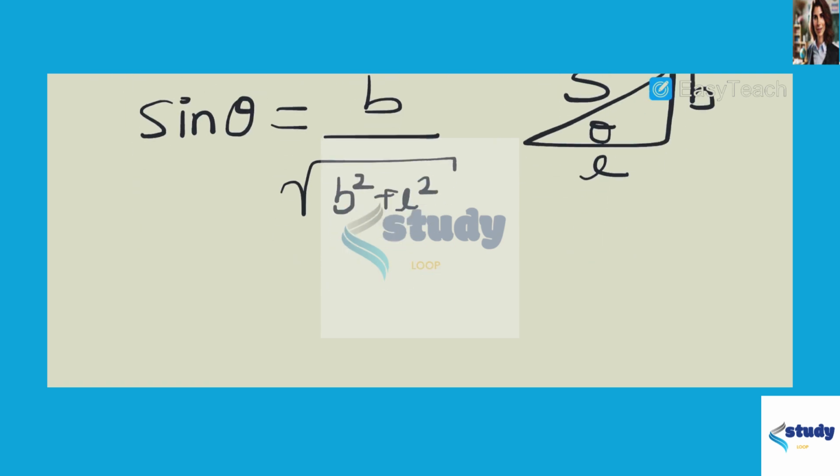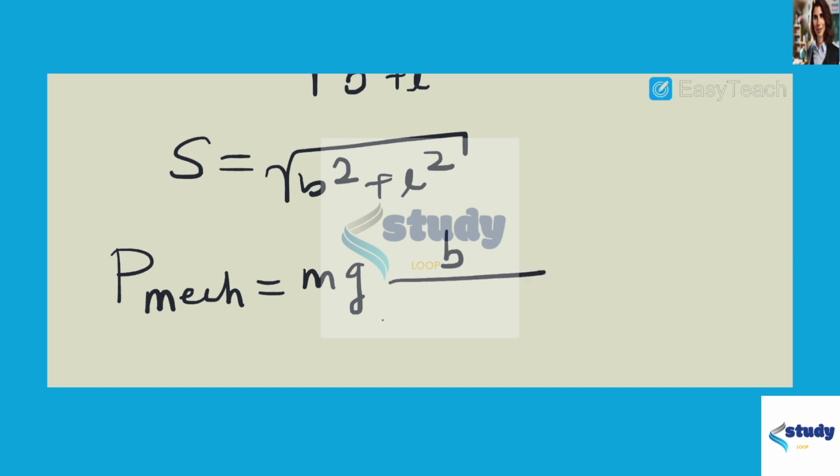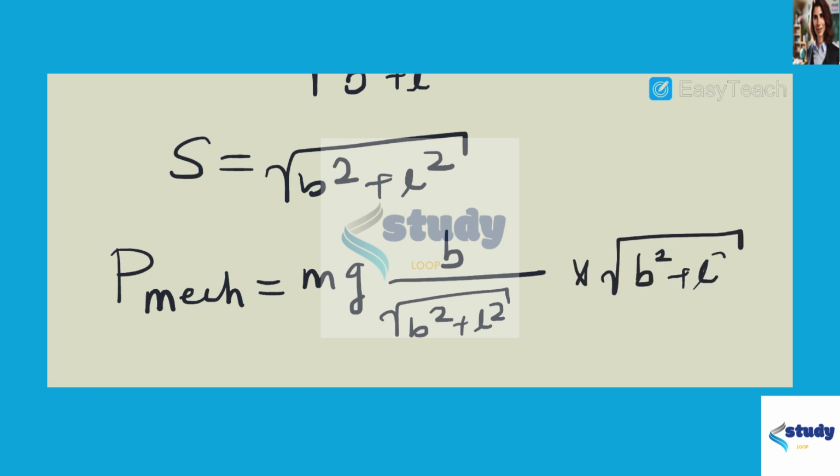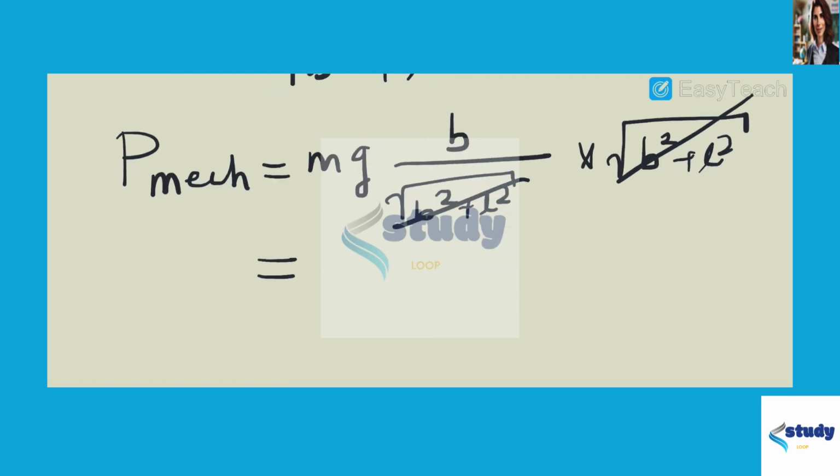And this is S, which is the hypotenuse, and S is equal to the square root of B squared plus L squared. So we can see now that mechanical power is going to be equal to mg B over the square root of B squared plus L squared, because that's sine theta, times S, which is the distance traveled, and that's the square root of B squared plus L squared. These two quantities cancel, and we're left with P mechanical equals mgB.